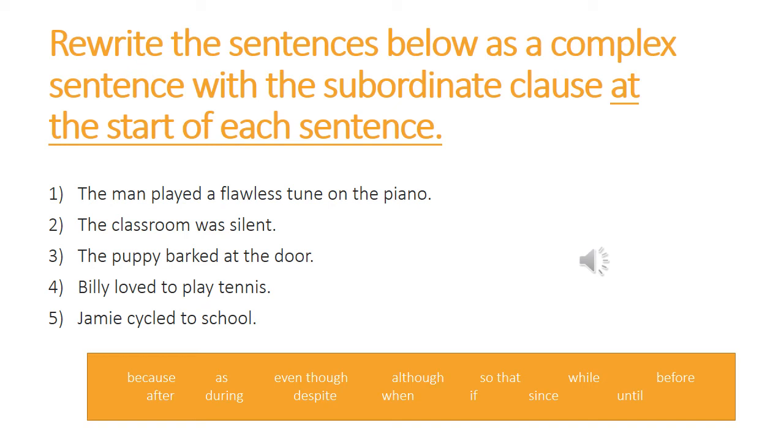Now, this is a difficult one to mark because you could have come up with a range of subordinate clauses. However, what is important is that you have started each sentence with a subordinating conjunction and remember to put the comma to separate the main and the subordinate clauses. Of course, you must have a capital letter at the start and you must have finished with a full stop. For example, I might write, as his fingers danced elegantly over the keys, the man played a flawless tune on the piano. Is there someone you might be able to check with at home?